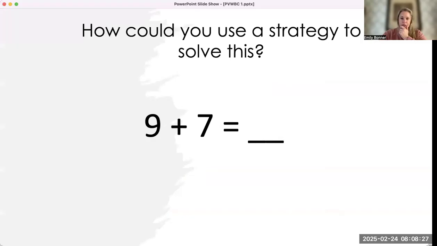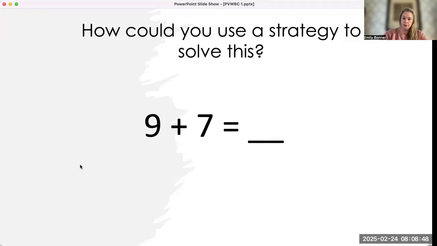All right, so then the next 2 problems I'm going to give you, I want you to just think about how you could use a strategy to solve this. So not using what you know about the basic fact, but what strategy, thinking about doubles, making a 10, anchoring to 5, that kind of stuff. What strategy would you use to solve this problem? Okay, so I'll give you a second to think about that.